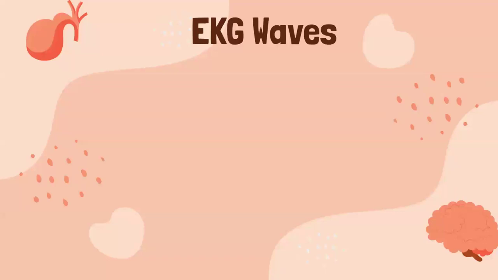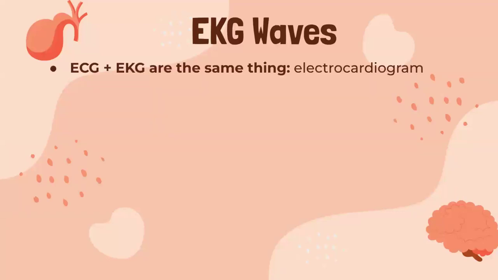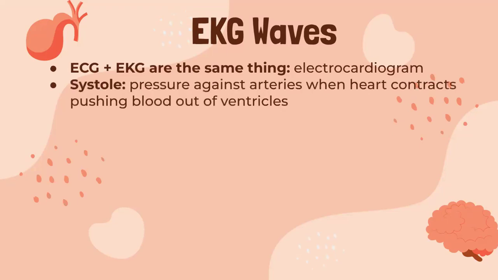Now we're going to get into some EKG waves. The first thing that is good to know is that ECG and EKG are the same thing. They both refer to electrocardiogram, which measures the electrical systems or electrical pulses within your heart. Nowadays, the more modern terminology is ECG, but if you've ever watched old medical dramas such as Grey's Anatomy, they will often refer to it as an EKG.